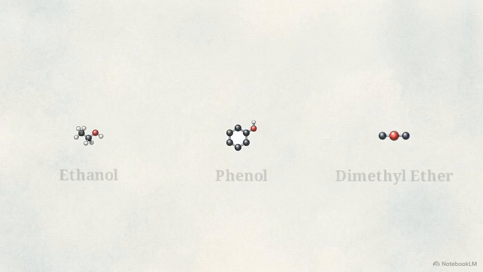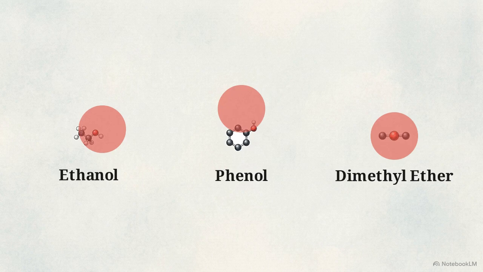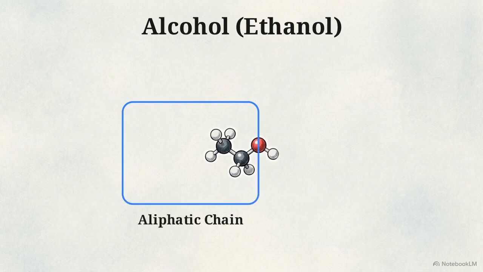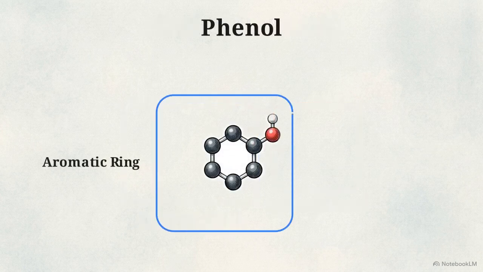If you look at an oxygen atom sitting right in the middle of a molecule, the chemical groups surrounding it completely dictate its identity. By changing the neighborhood, we get 3 entirely different classes of compounds. Take an aliphatic, straight carbon chain and connect it directly to a hydroxyl group, an OH. That gives you an alcohol, like ethanol.